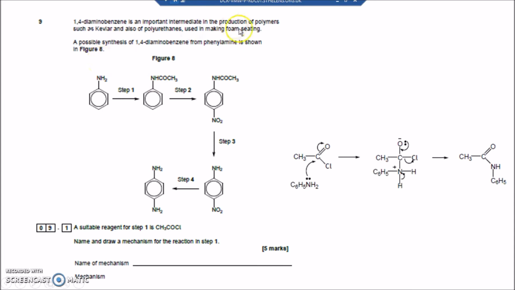Let's have a look at the mechanism then. So what's actually happened is this benzene ring, which I've drawn as C6H5, but you could draw it as a benzene ring, no problem. NH2, lone pairs of electrons on the N, attacks the carbon of the acyl chloride. So I've got CH3COCl, and that's COCH3, so the COCH3 is going to bond to the N in a minute. So the N, with its lone pairs of electrons, bonds to the C.